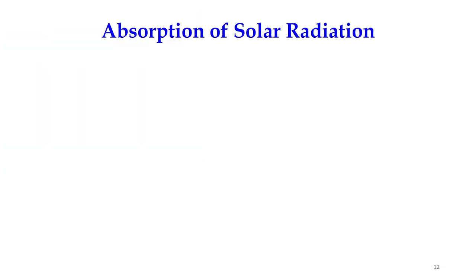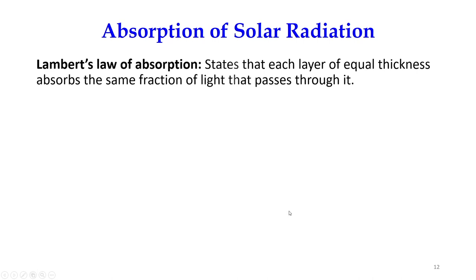So now let us discuss absorption of solar radiation, how it happens. This absorption of solar radiation in water takes place according to Lambert's law of absorption, which states that each layer of equal thickness absorbs the same fraction of light that passes through it.